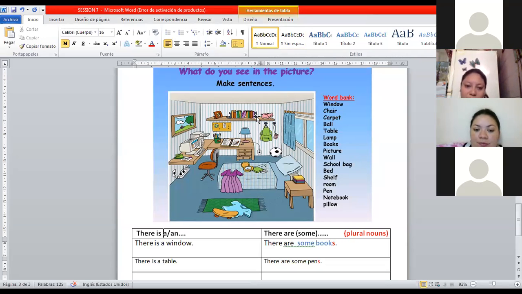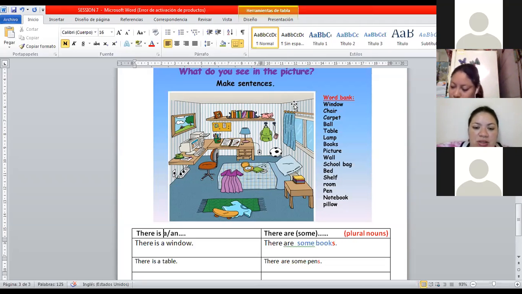Very nice, Nancy. Okay, so girls, what do you see in the picture? Can you tell? Oh, this one. W-A-L-L. Yeah. Okay. This is a wall. This is another. And this is another. So you can see three walls. Three exactly. There are three walls in this picture. Muro. La pared. Yeah. Okay.